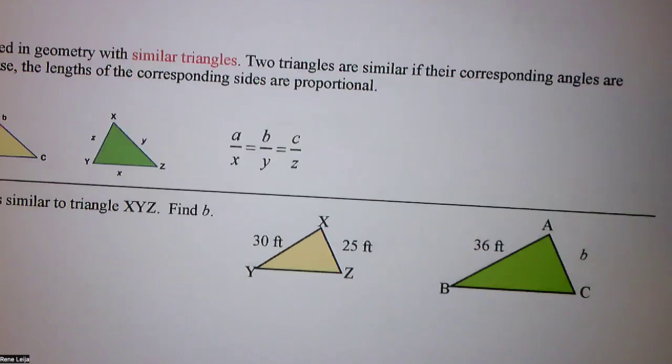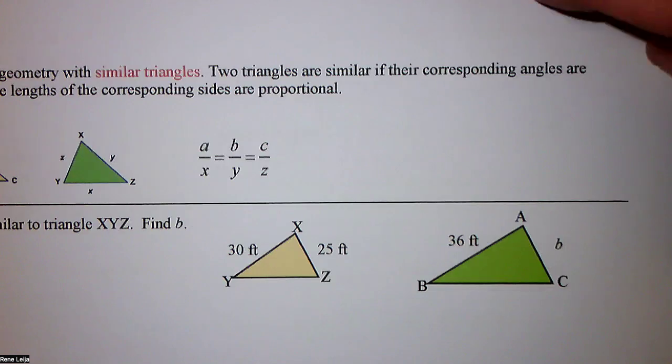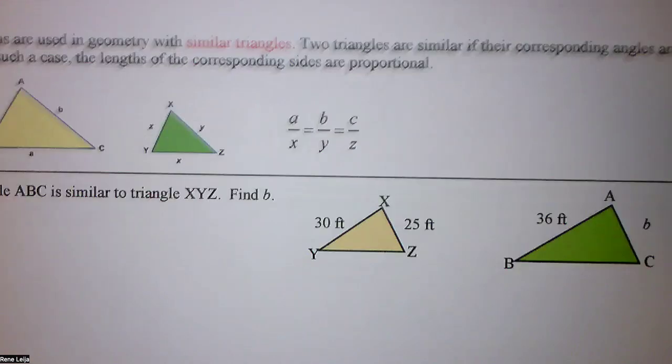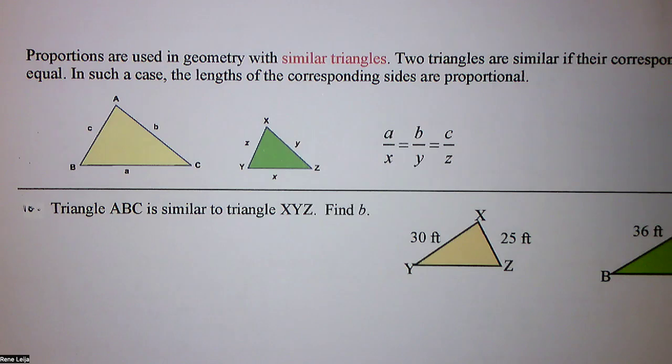Okay. So now we're going to talk about proportions. We use proportions in geometry with similar triangles. Similar triangles basically means that you're comparing two triangles that have the same angles, but their lengths can be different. If you look at these two triangles, their angles are the same. It's just that the lines have been extended, but the angles remain the same. And that's what makes them similar triangles.